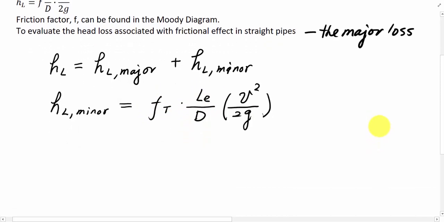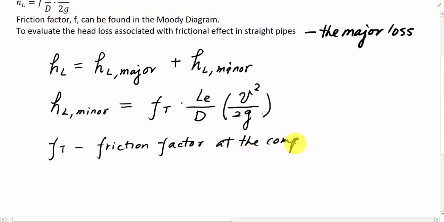So what is Ft? Ft is the friction factor at the complete turbulent zone.